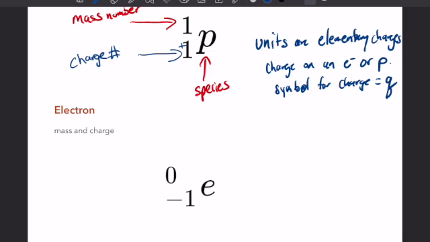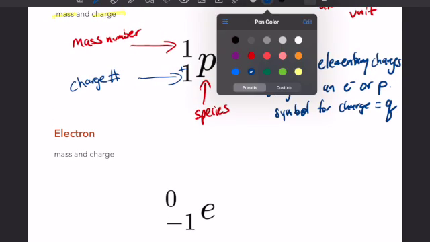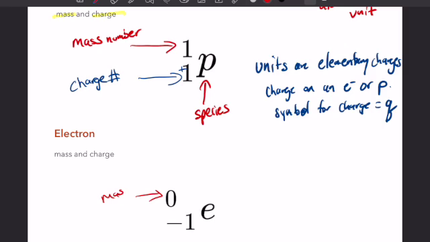When we look at the electron, it has a mass number of 0. Now it turns out it's not really 0. It is 1 over about 1800, which is approximately 0. In comparison to a proton, the mass is negligible. It's effectively 0. It's not really 0, but it's about 1/1800th the size of a proton. And we know then that the charge number, because electrons are negative, we would have a charge number of -1.